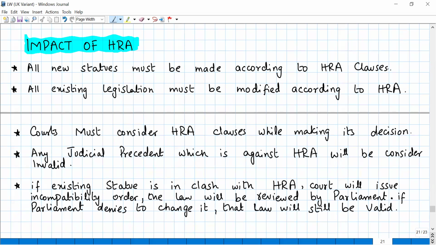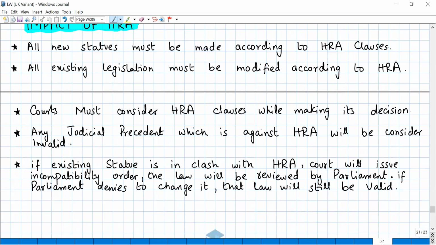Courts must consider HRA clauses while making their decisions. The courts must consider the Human Rights Act clauses, the things that are presented in human rights, while they are making the decision. Any judicial precedent which is against the HRA will be considered invalid. If a previous judge's decision conflicted with the Human Rights Act, it will be considered invalid. So it has very great significance.